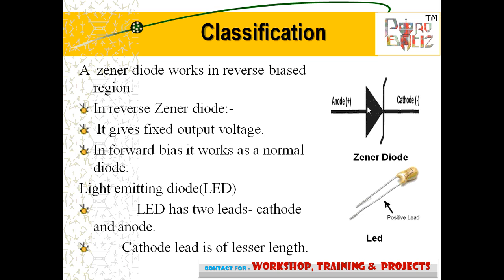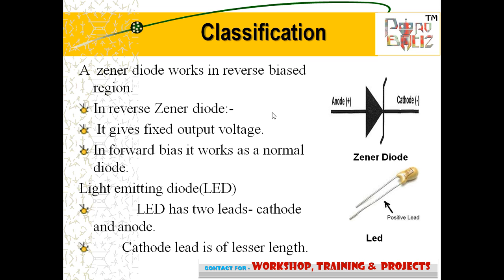Classification of Zener diode: it works in the reverse bias region. These are the two terminals, that is, one is cathode and the other is anode. Anode is the positive terminal and the cathode is the negative terminal. In reverse bias, the Zener diode gives a fixed output voltage. In forward bias, it works as a normal diode.